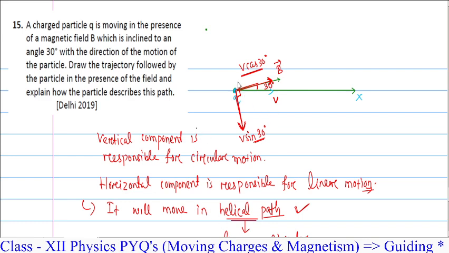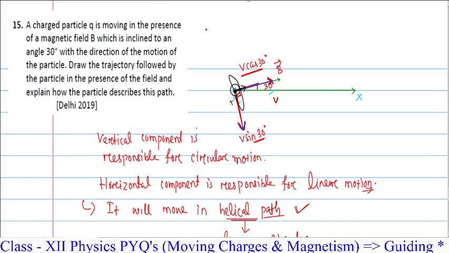As this vertical component is there, and this is the direction of the magnetic field, what will be the direction of force? Assuming this to be a positively charged particle, the force acting on it will be outward. Due to this component only, it will try to undergo a circular motion, but as the linear component is there, some linear motion will be there too. So it will move in a helical path.